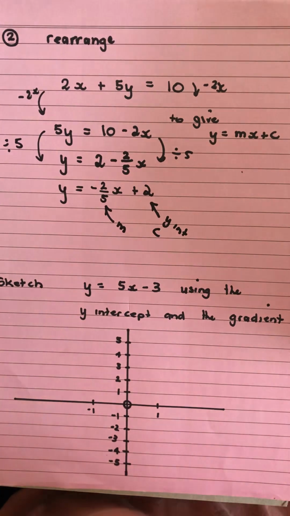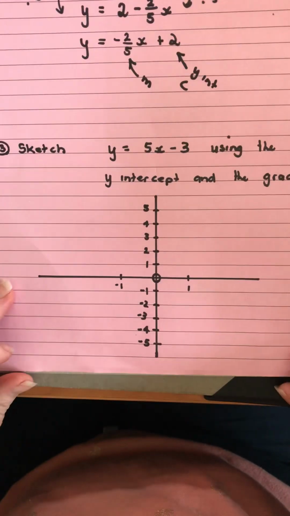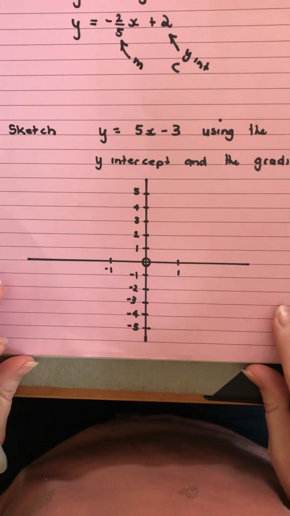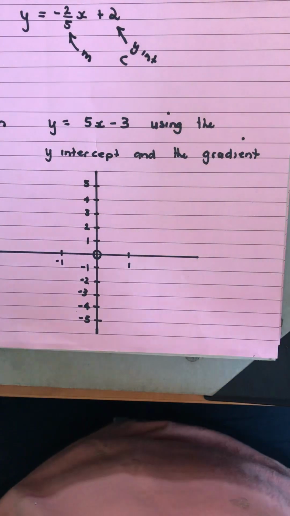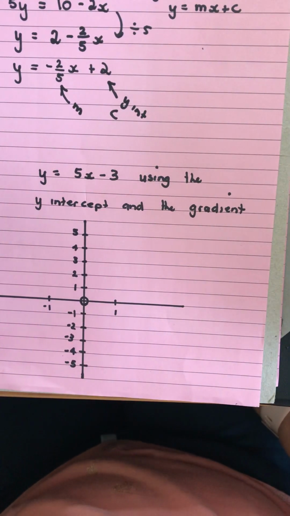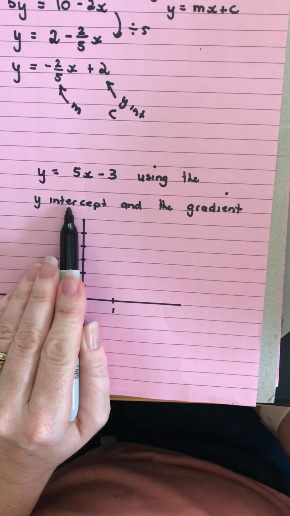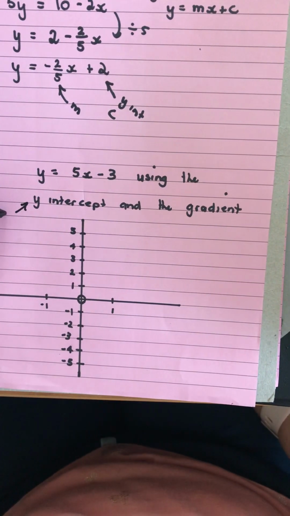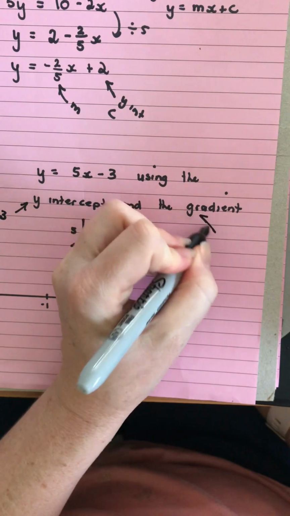Then what we can do, our last type of question, is sketching them using the y-intercept and the gradient. Obviously you can also sketch using a table of values, but I'm going to look at this specific type that you might be asked to do. So we want to find the y-intercept and the gradient. In this case, our y-intercept is going to be negative 3, and our gradient is equal to 5.